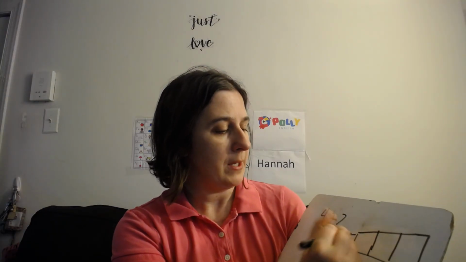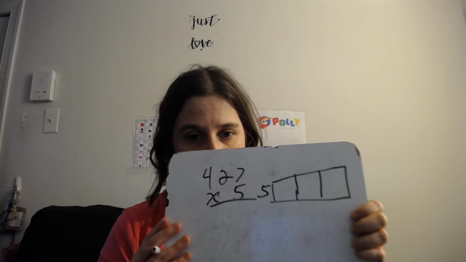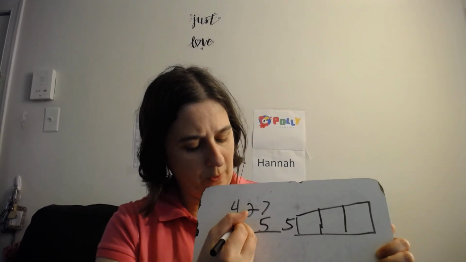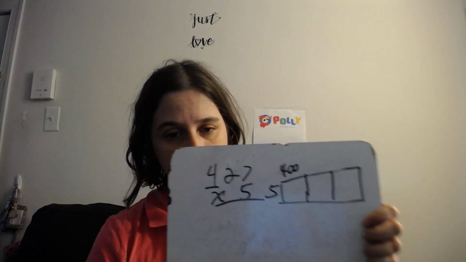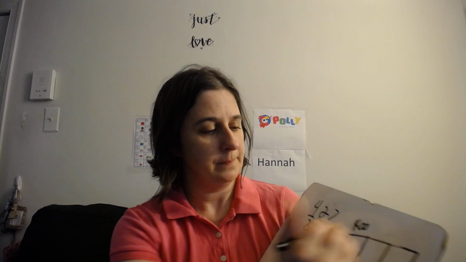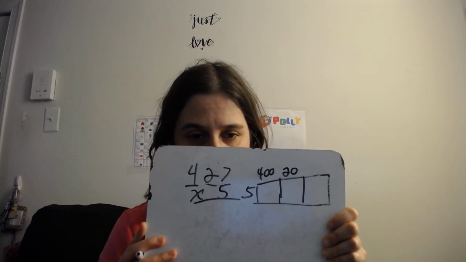I'm going to put my 5 over here. I'm going to break up 427 into its expanded form. So starting over here, I have a 4 in the hundreds place. That's going to be 400. Next, I have a 2 in my tens place. That's going to be 20. And last but not least, I got a 7 in my ones place.